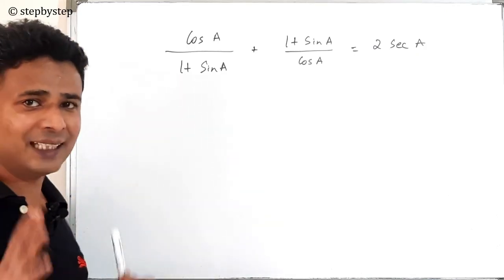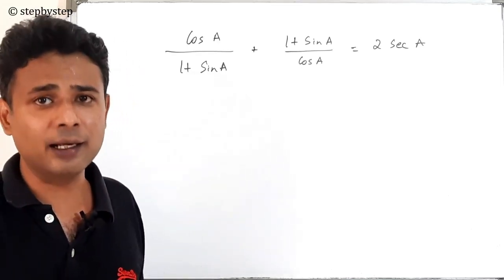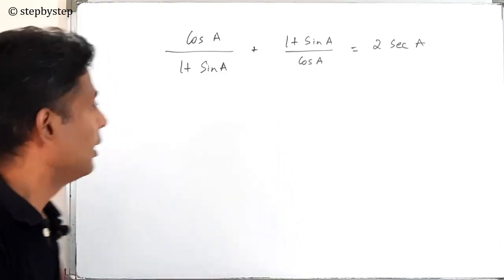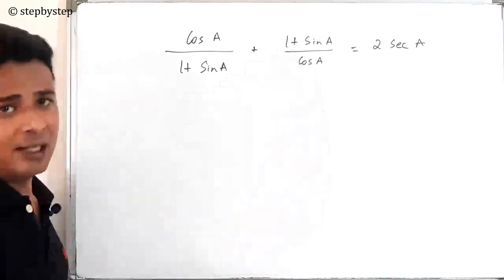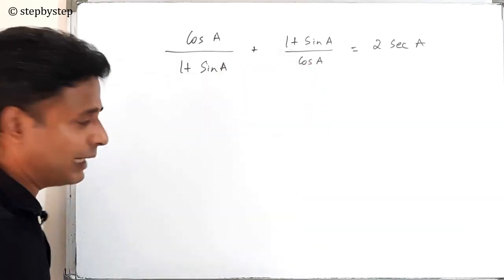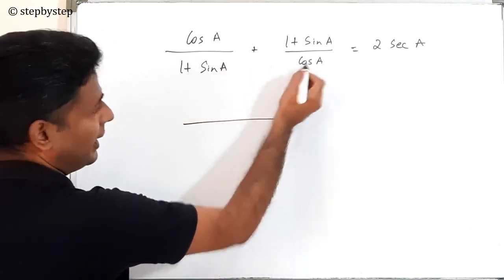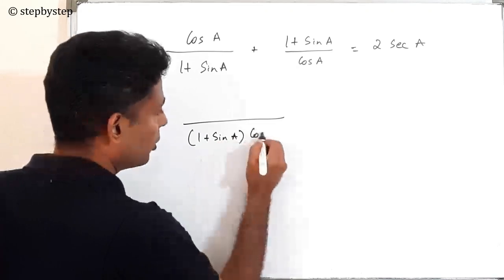What is the basic thing you can do? See, solving these problems are like trial and error. You'll have to try different things to get the answer. Now the first and most obvious thing is, it is something plus something, which means we'll take LCM. That is the most common thing you'll do. Now what is the LCM? 1 plus sin A into cos A.